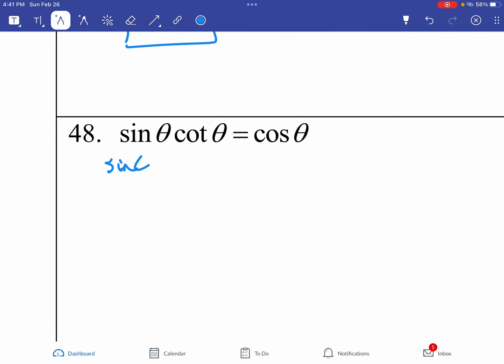Sine will stay the same. Cotangent will become cosine over sine. And the two sines cancel off to give you cosine is equal to cosine. There's a big plane overhead.